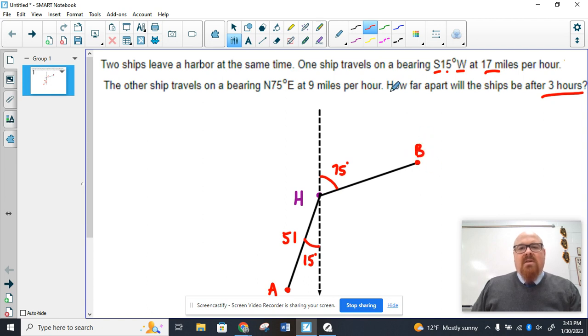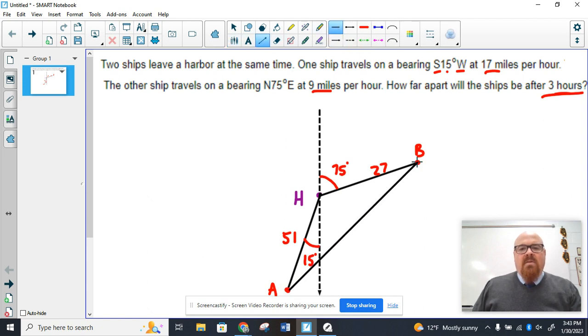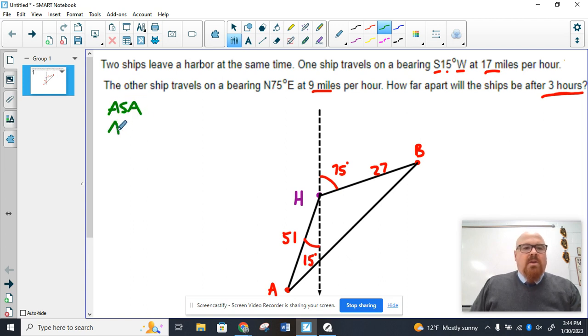Okay. The question: 9 miles per hour for 3 hours means this boat traveled a distance of 27 miles. And at this time, they want to know what's the distance between these two boats. So we have our triangle drawn out here. Now, with respect to this triangle, there are 4 scenarios that we looked at when you know information about a triangle, some combination of sides and angles, right?